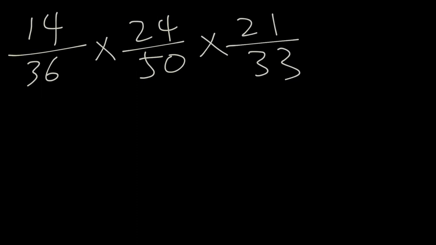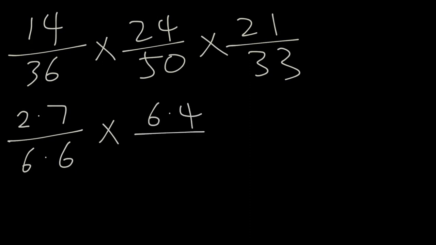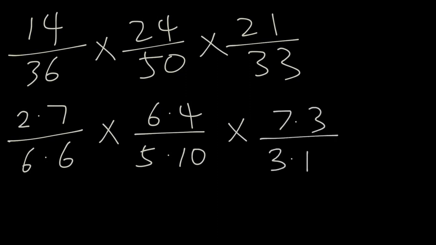Now let's try one where we're multiplying 3 different fractions. Since there are 3 different fractions, it would be more difficult to determine what number to divide each of them by, so we can simply simplify the best that we can and then further simplify as we go. So for 14, we know we can times 2 times 7. And 36 would be 6 times 6. 24 would be 6 times 4. 50 would be 5 times 10. 21 would be 7 times 3. 33 would be 3 times 11.